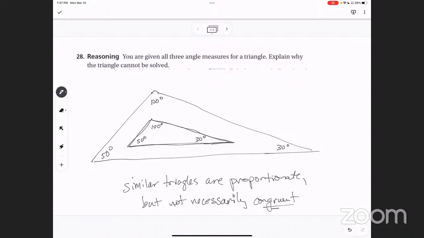Congruent would mean that the sides are equal. Proportionate means that the ratio of sides to sides are the same. You understand that? Congruent means that the sides are equal. Okay, so that's the reason for that one. Make sense?